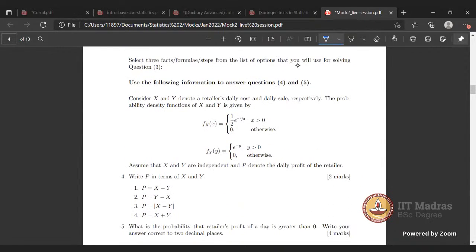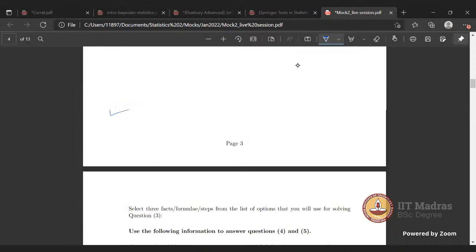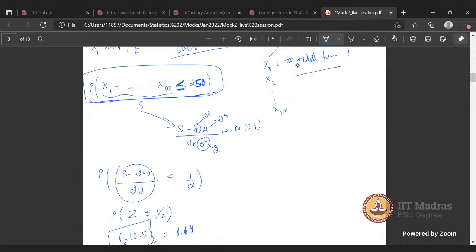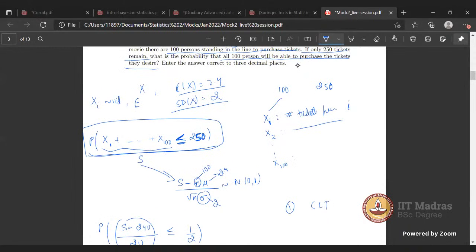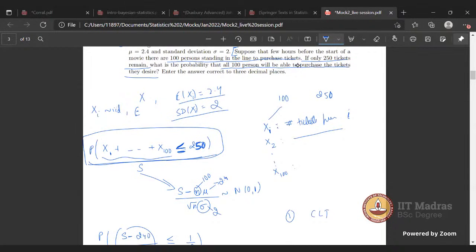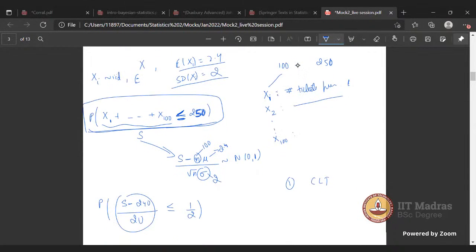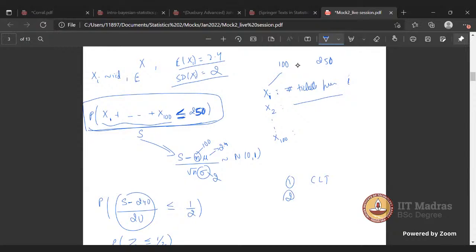All right. So again, in the formula steps, you can see we are using CLT here. We are also using the properties of expectation, like the expectation of the sum x1 plus up to xn, we can write this as expectation of x1 plus up to expectation of xn.